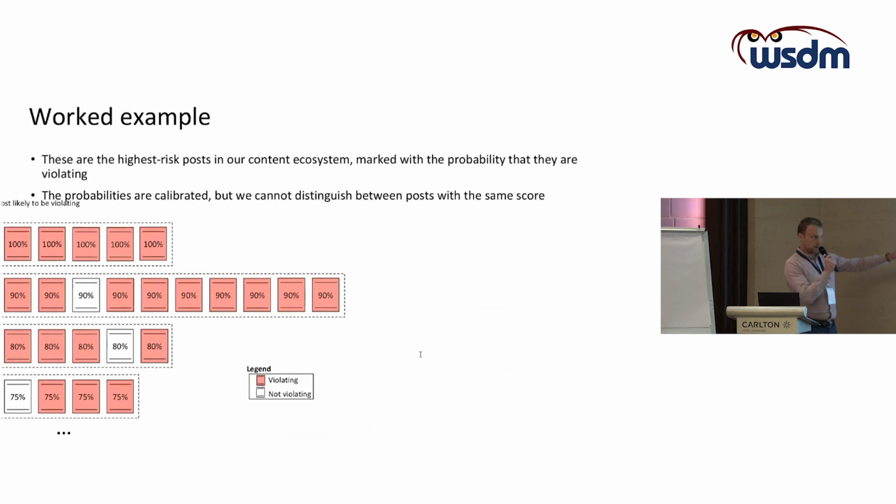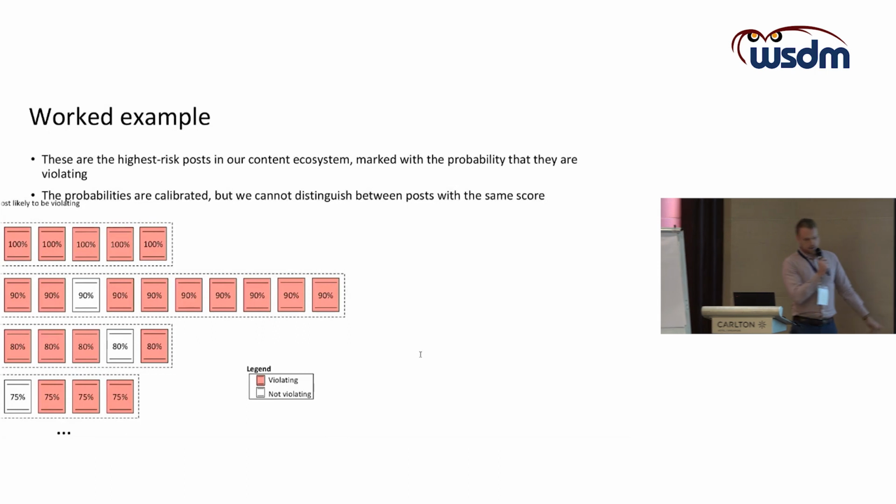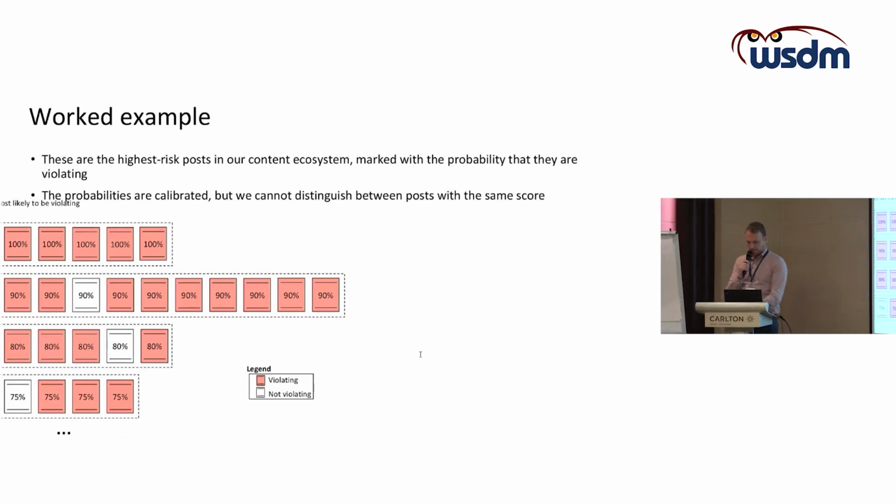So here's our content ecosystem. We've got these posts here. Each post is marked with the probability that it's violating. These scores are calibrated, meaning that of these posts with a 90% score, 90% of them are truly violating. Of course, we don't know which 90%, that's the challenge. And we've arranged them at the top, most likely to be violating, down to the least likely to be violating.